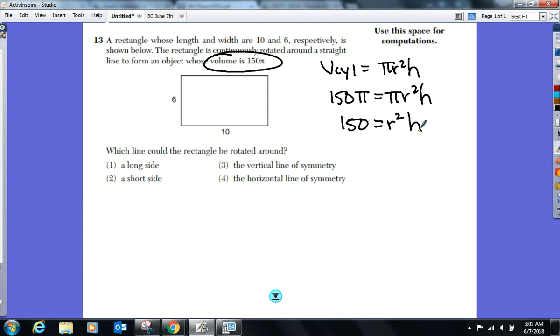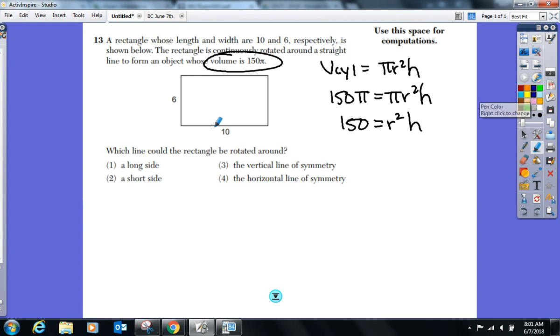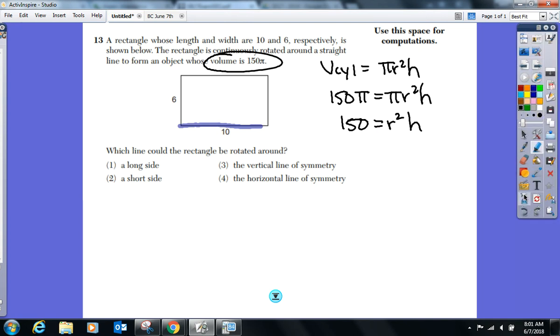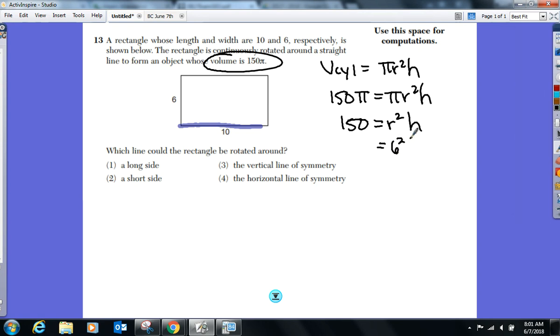Okay, ready? So when I rotate around the long side, going this way, this way, this way, the radius now would be your 6, and your height would be that 10. Wouldn't the radius be 3? Nope. Wasn't the 6 the diameter? But I'm rotating around this line right here. Okay? See what I mean? All right? So now I go 6, what's that, 360? No good. I'm looking for 150.